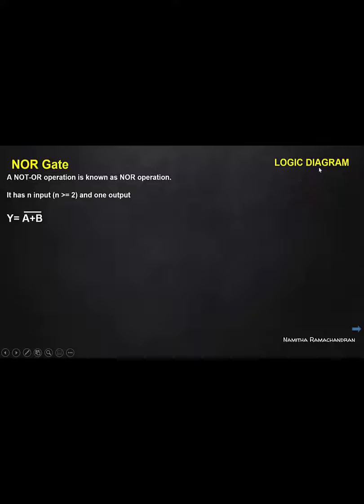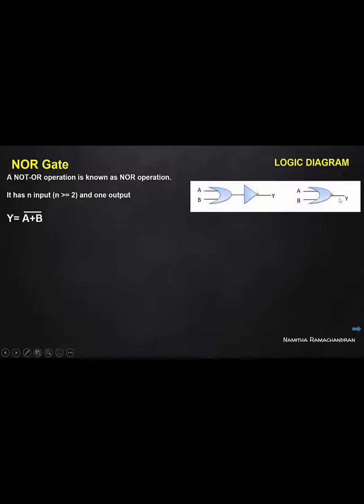Okay, the logic diagram corresponding to this NOR gate is this: an OR gate with a bubble. This bubble indicates to first perform the OR operation, and its result is complemented, which forms the output of our NOR gate. And this indicates the meaning of our NOR gate: the OR operation, its output is complemented and forms the final output of our NOR gate.